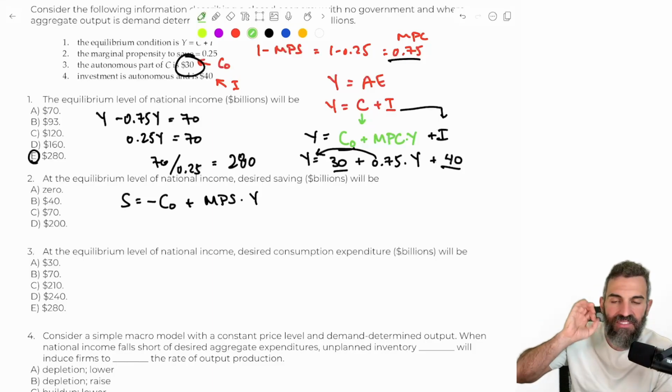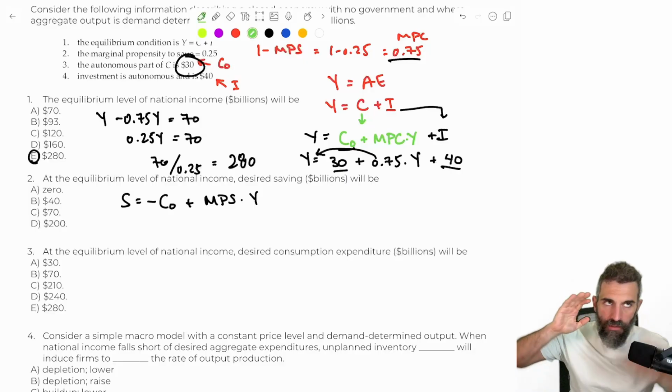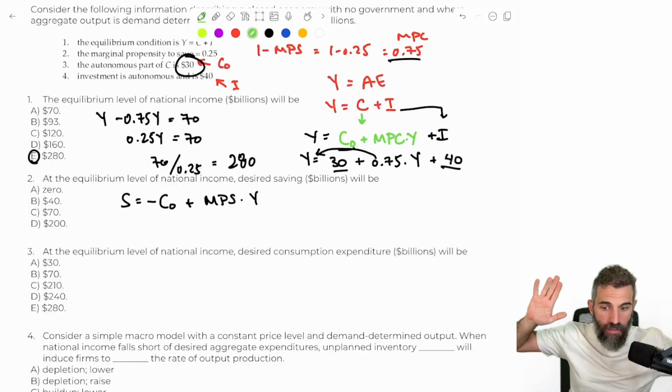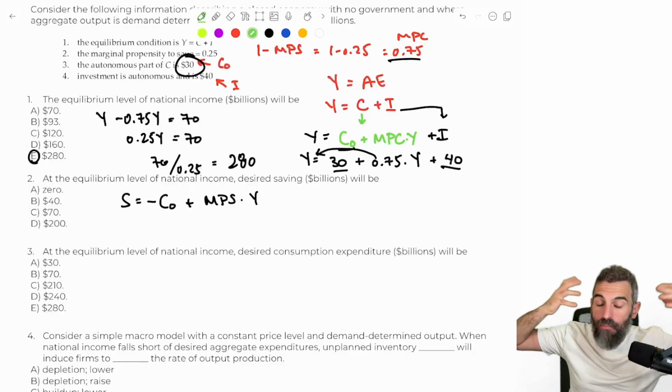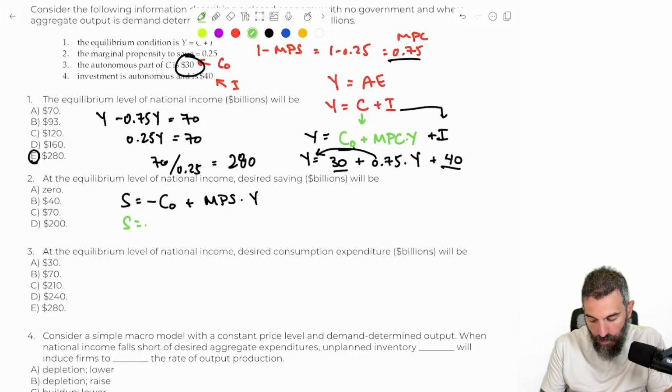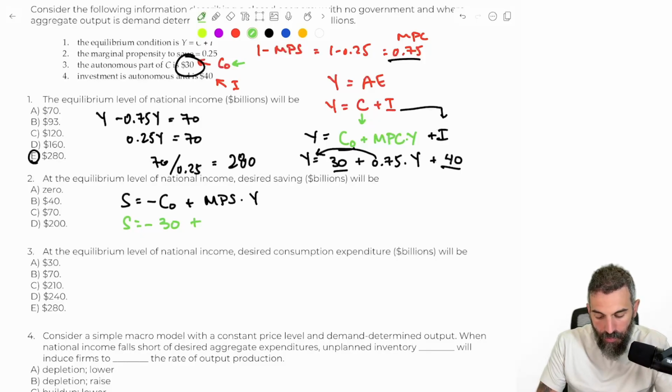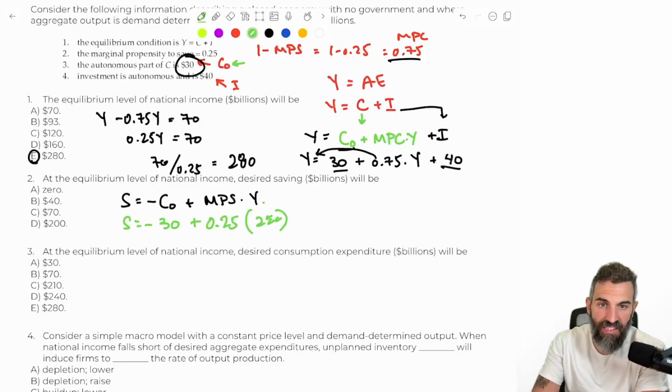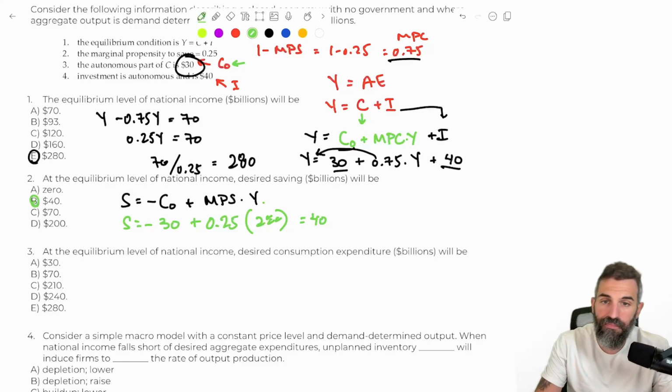Try and imagine you had zero income. You have no income, and your autonomous consumption has to come from somewhere. It would come from your savings. So we're going to start off by putting minus 30. That is the autonomous consumption right there. The marginal propensity to save was 0.25, that was given to you. And your national income is 280, your equilibrium, because they said at the equilibrium. So the answer here was 40. You would save $40.